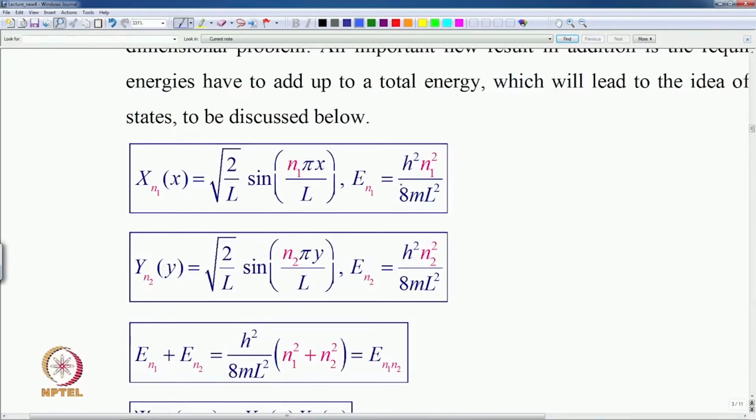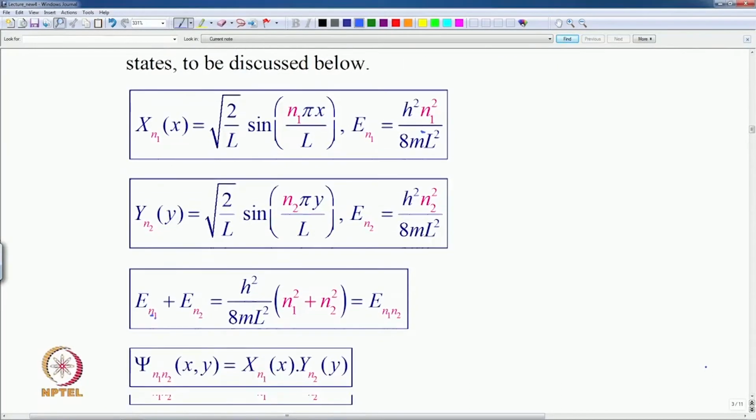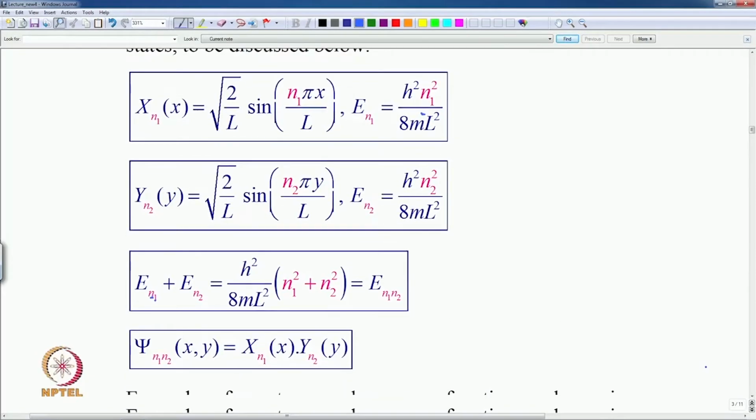Obviously, you have the solutions for the quantum number n1 in terms of the one dimensional solution that you have seen in the previous lecture, root 2 by L sin n1 pi x by L, and the energy is given by n1 square, and likewise for the y with the n2 square, and with the constraint that the total energy E n1 plus E n2 is E n1 n2. You have seen that. Okay. What about the wave function?